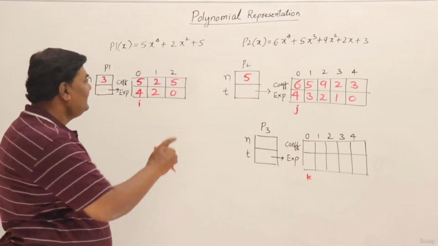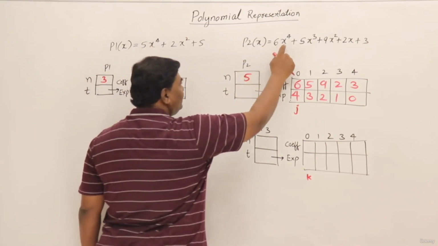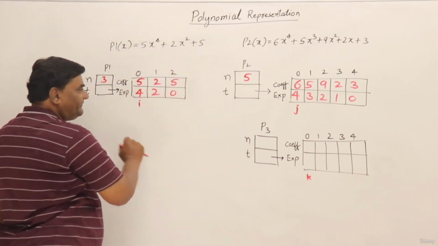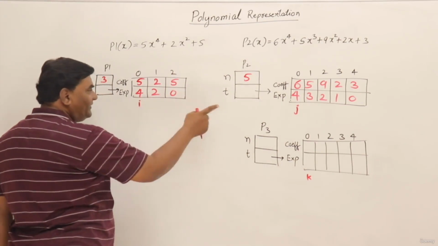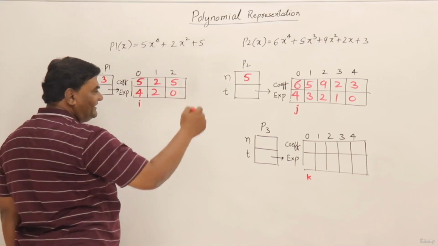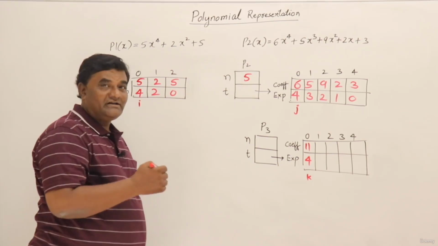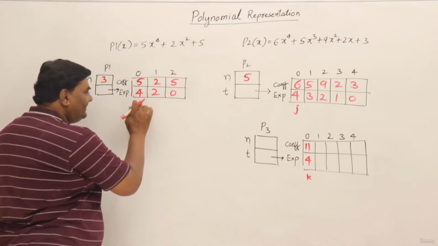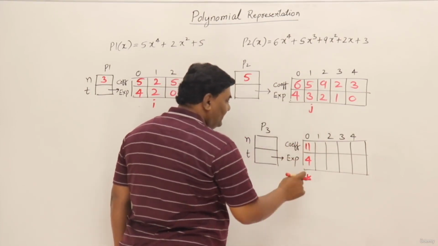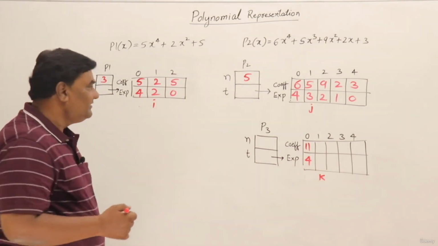of this. When you add these two polynomials, the first term is x power 4. This is also x power 4. So these two will be added. So here, what is the exponent? 4. What is the exponent? 4. So these two exponents are the same, powers are the same. So add these coefficients. 5 plus 6, 11. So this is 11 and the power is 4. So now the terms are added. So move i to the next term, move j to the next term, and move k also to the next term. Then continue the same thing.